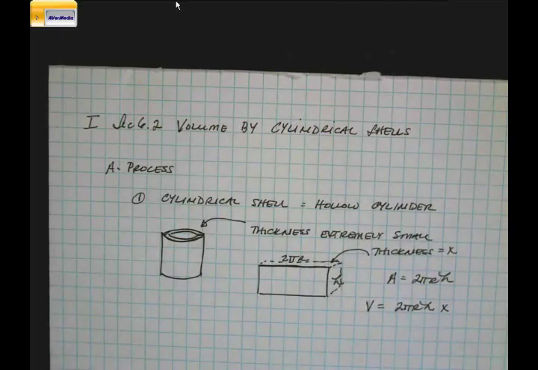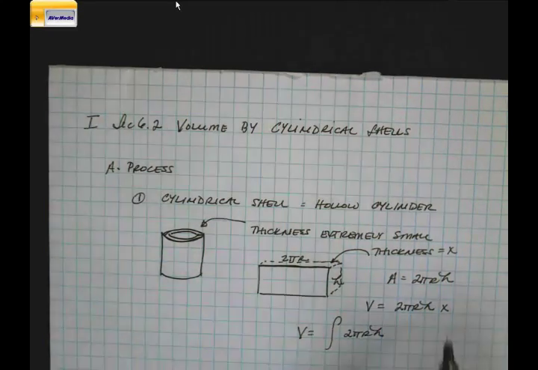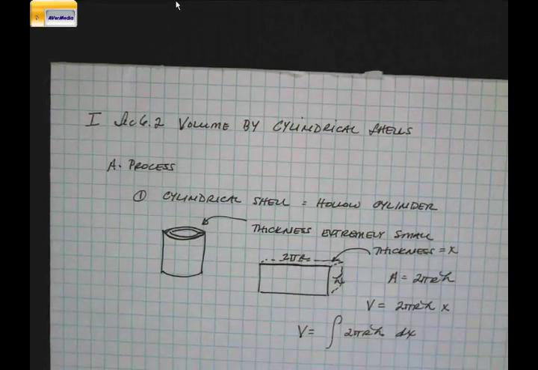But when we integrate, we're going to add all these volumes together, infinitely many of them, because the thickness is approaching 0. So when we find volume by integration, we integrate the area, 2 pi r times h, times the thickness, but the thickness is dx, because the thickness is approaching 0.